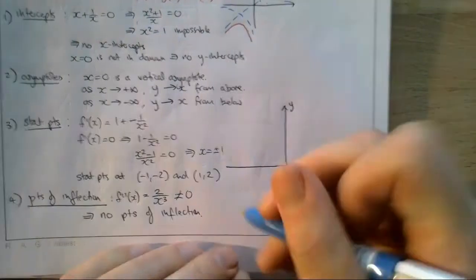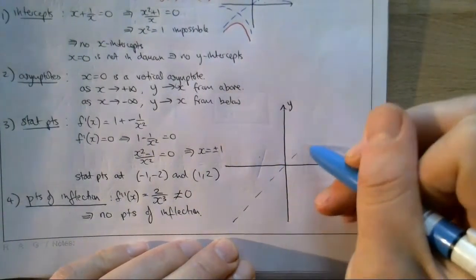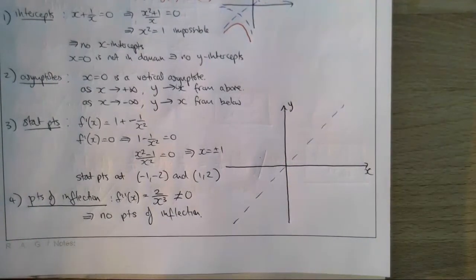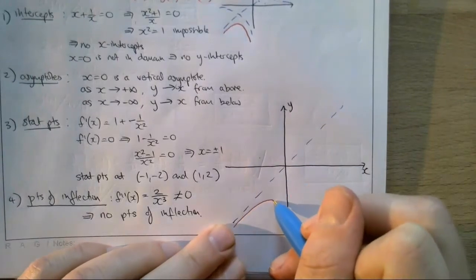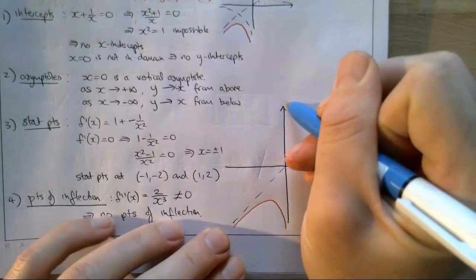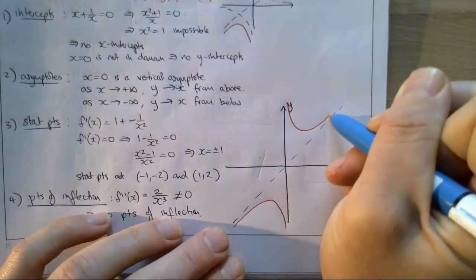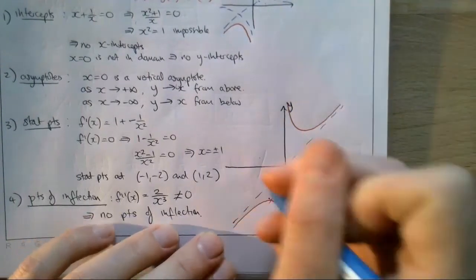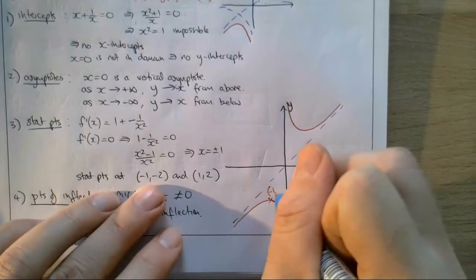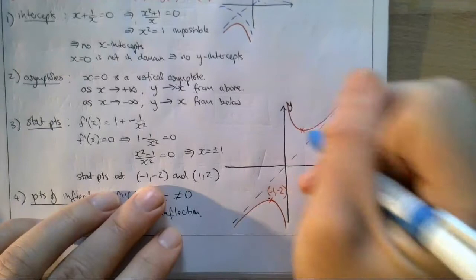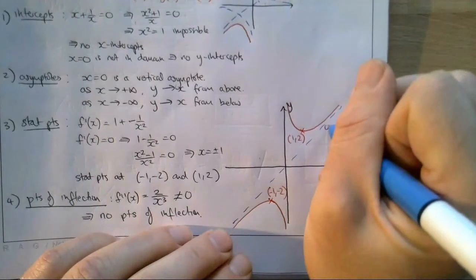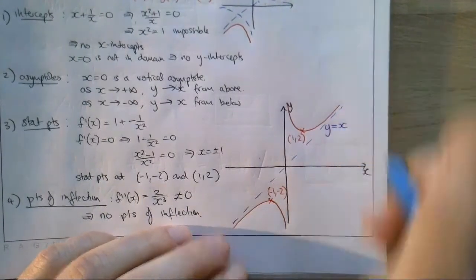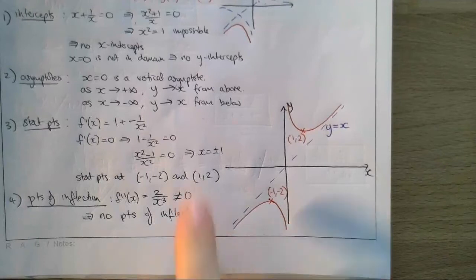I'm going to carefully draw in my line y equals x, and then my function is going to look something like this, symmetrical. This point here, my maximum, minus 1, minus 2. This point here, my minimum, 1 and 2. And labeling this line as y equals x. This is my finished sketch of that function.